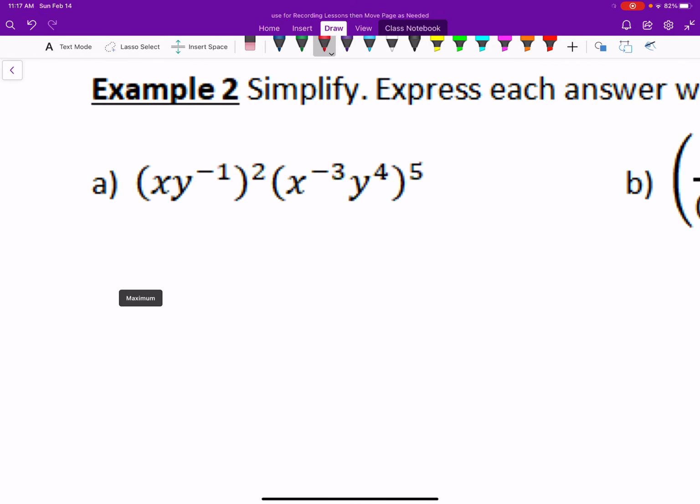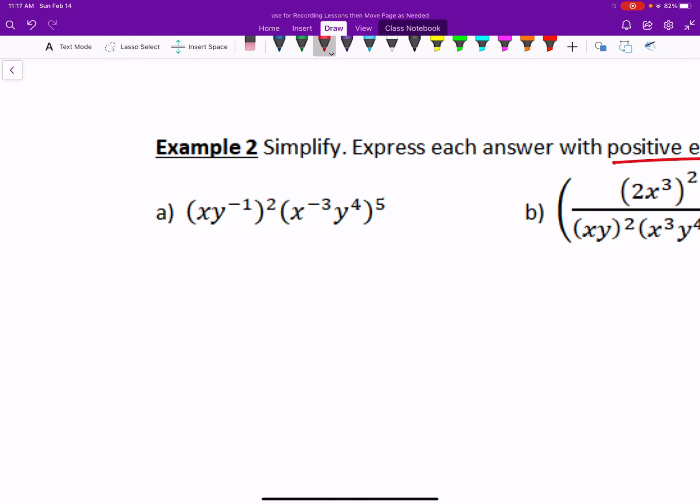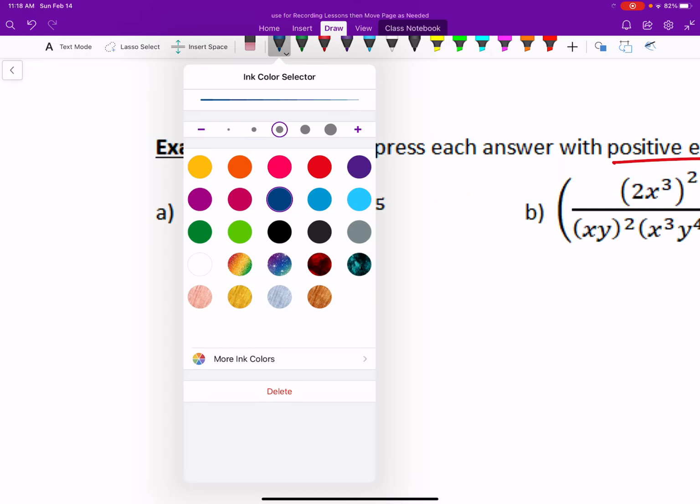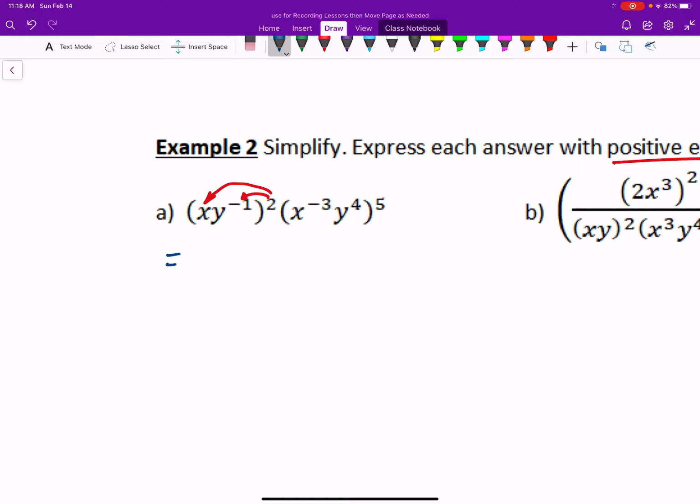So this first one is a power of a product. So that's one of those ones where we have to treat each part as being raised to the exponent 2 here. So x becomes x to the 2, and y to the negative 1 becomes y to the negative 2 when I multiply those together.